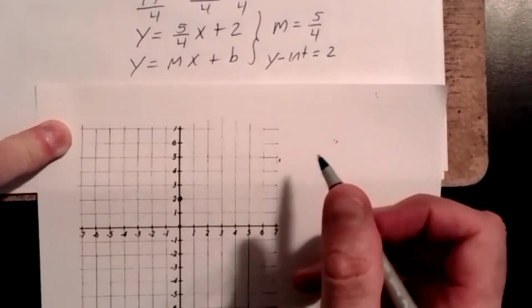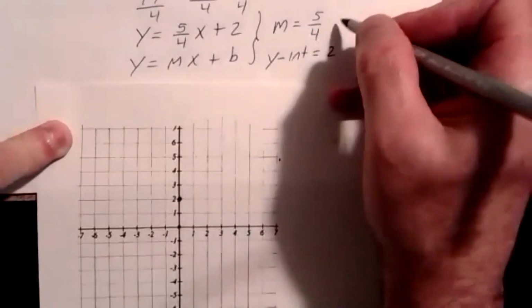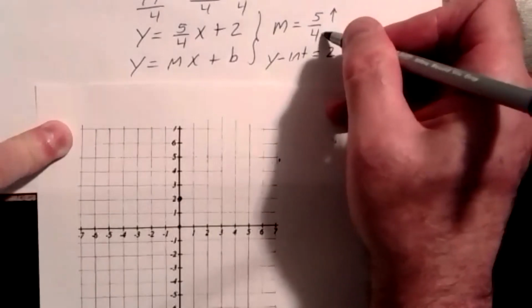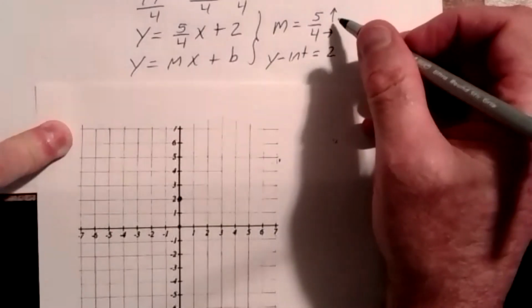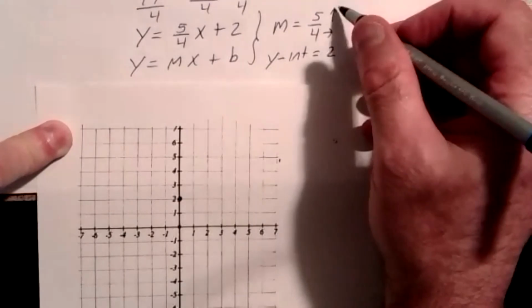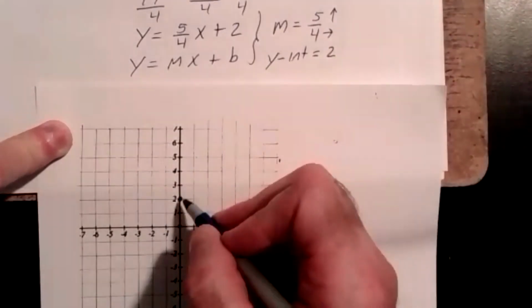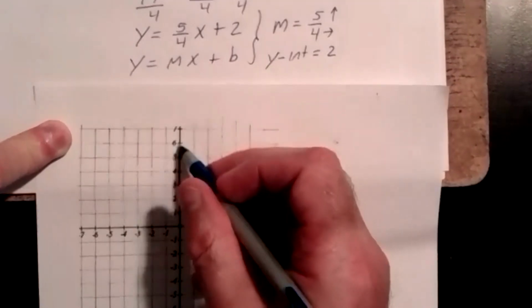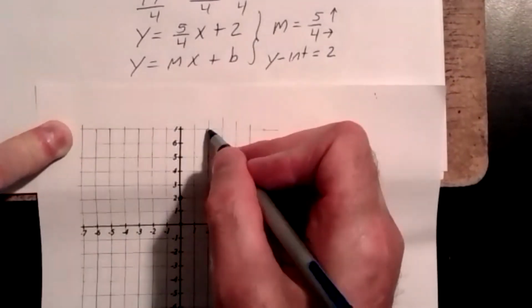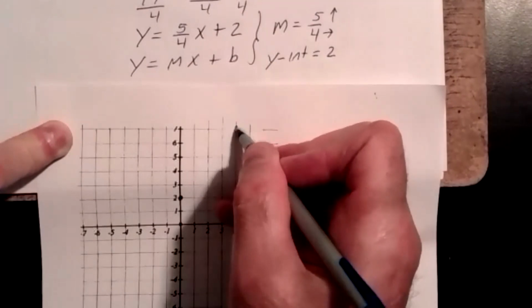Now we're going to use the slope to plot other points on the line. The slope says for a rise of 5, we have a run of positive 4. So if from my y-intercept I go up 5 units and then 4 units to the right, I'll plot another point on this line. So 1, 2, 3, 4, 5, and then 4 to the right. There we go.